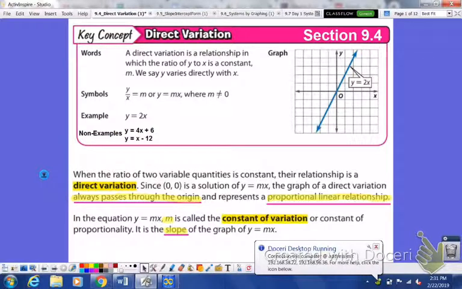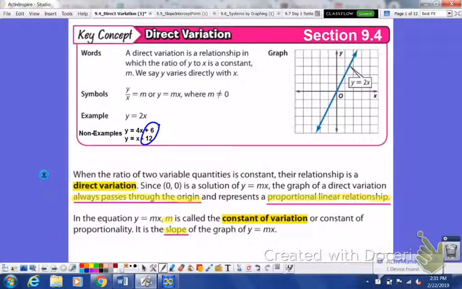So symbol-wise, we have y divided by x equals m, or y equals mx, where m cannot be 0. So we can't have a 0 slope. An example you would see there is y equals 2x, and then some non-examples are y equals 4x plus 6, or y equals x minus 12, because we are adding or subtracting. In order for them to vary directly, we cannot add or subtract. It has to just be y equals mx. That's a very important equation.